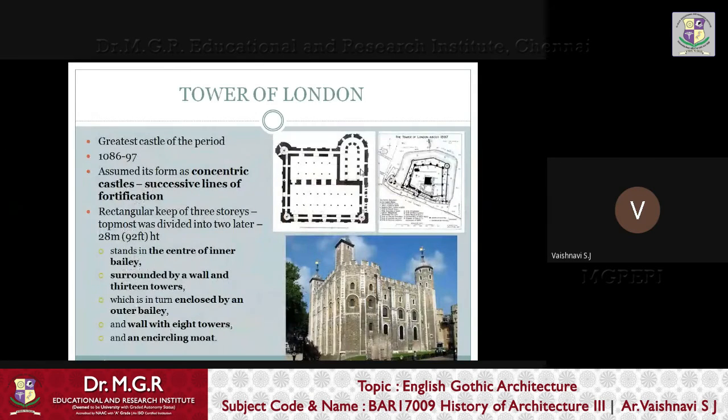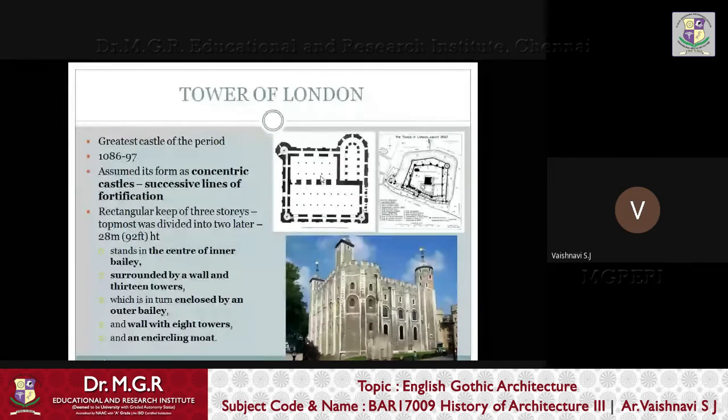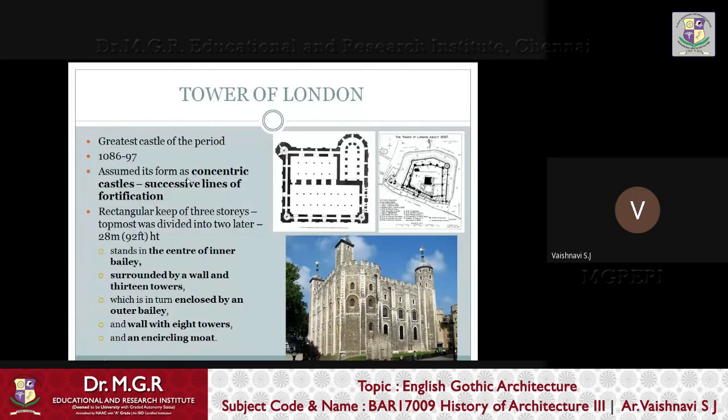So this will be the plan of London. This plan is for the central one. The small central portion is this plan, and this was built in the year 1086 to 97. And when you see, you can see that they have been developed in a concentric plan. So it is assumed to form as concentric castles, and they have successive lines of fortification. Here we have one fortification, and then we have one more thing, and the other one is here.